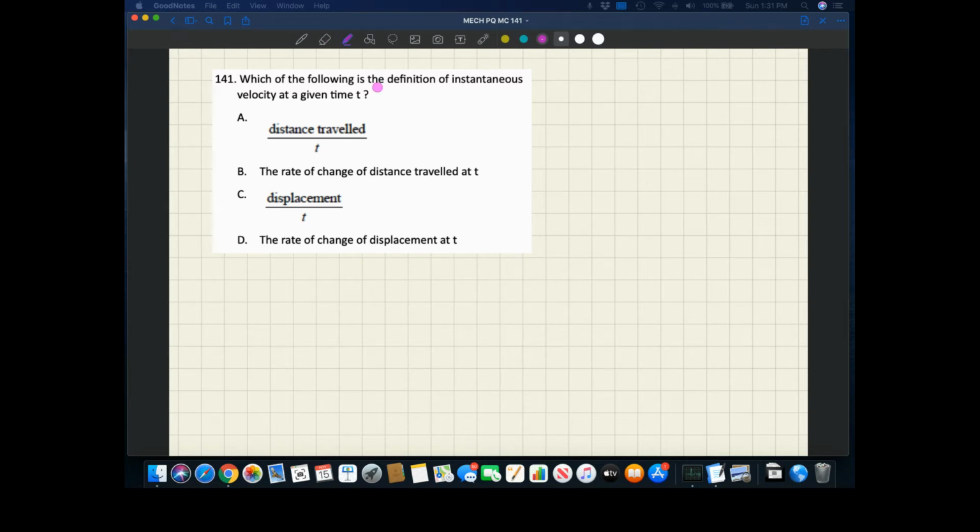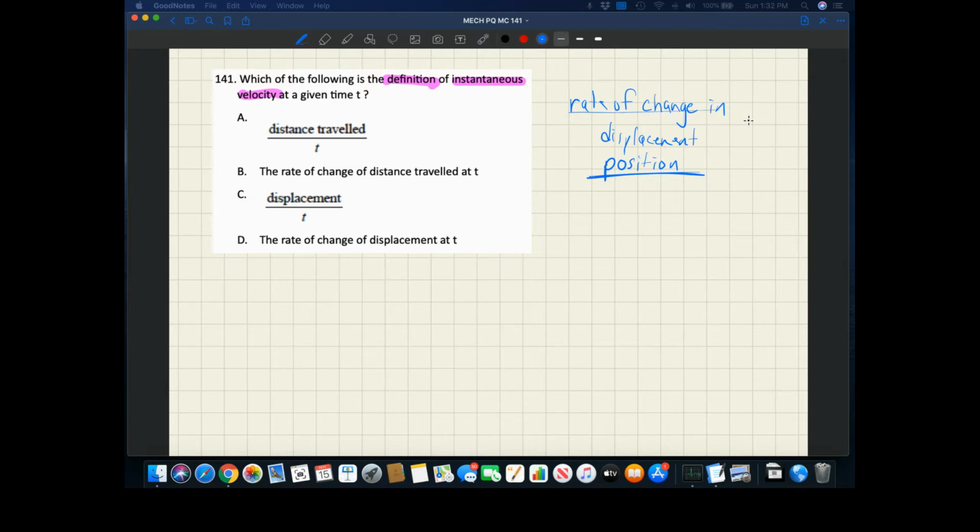So this question here wants the definition of the instantaneous velocity. And so before we look at the choices, what we want to do is pick our own brain first. The instantaneous velocity is the rate of change in displacement. Or, as I taught you, the rate of change of position. This is actually the more true definition. So, rate of change of displacement.